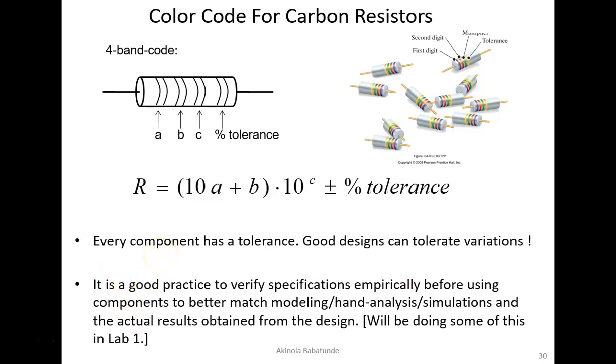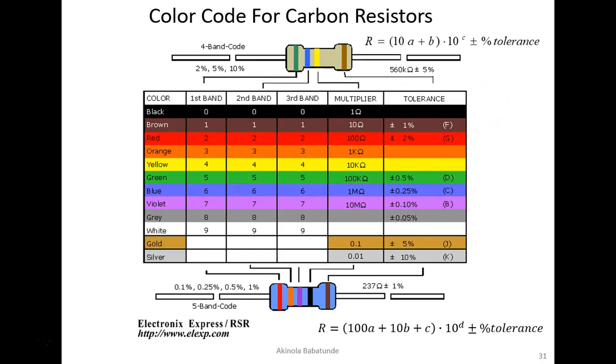Every component has a tolerance. When you have a good design, such designs can tolerate variations. So this is the color code for carbon resistors. We have the 4-band code, and then we have the 5-band code at the bottom.